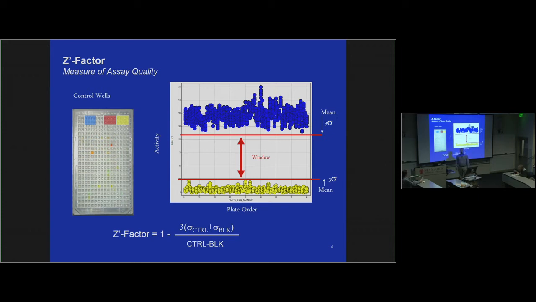It goes from 1, which is considered a perfect assay, to negative infinity. 0 and below are considered to be useless. And anything above about 0.5 is considered to be good, although higher is better, because since you're only screening at a single concentration, the less noise, the more power you have to find actives, particularly weak actives.